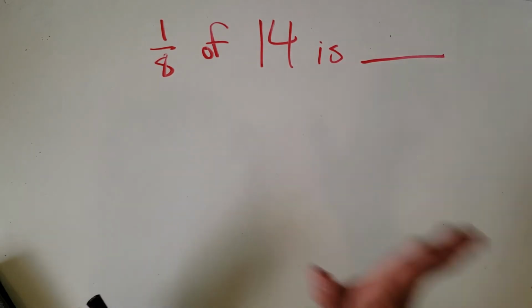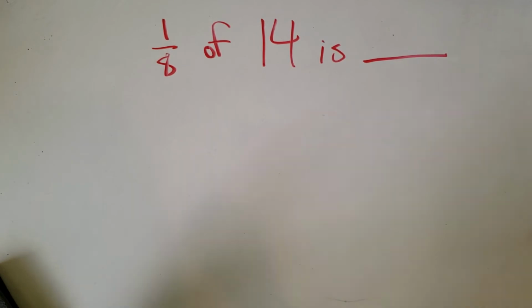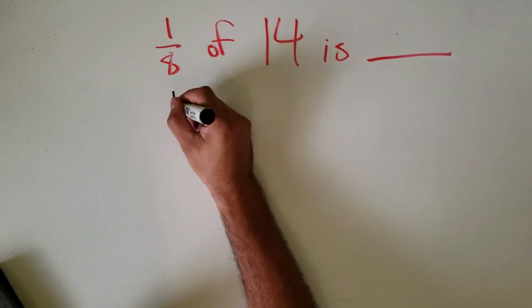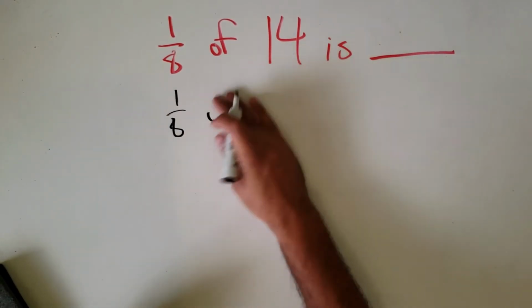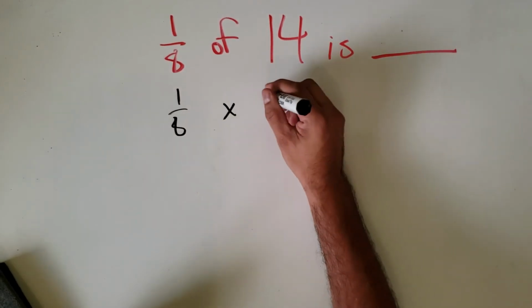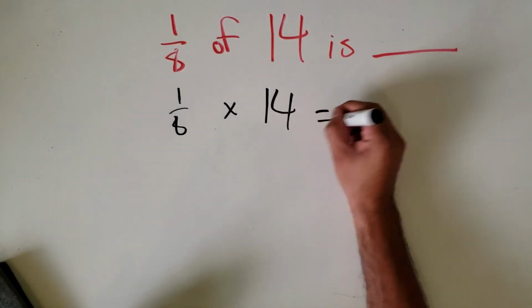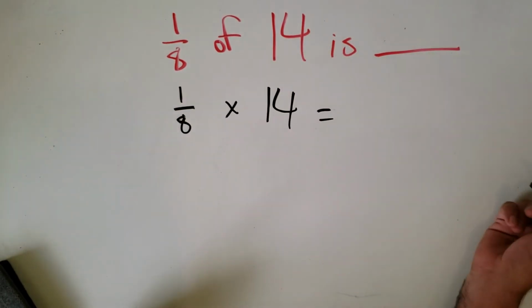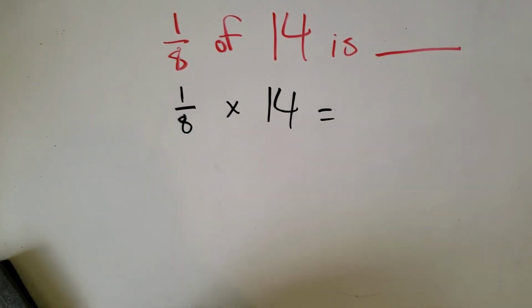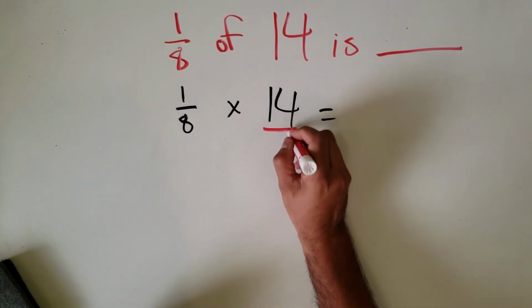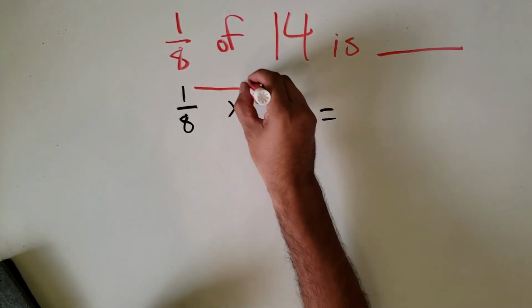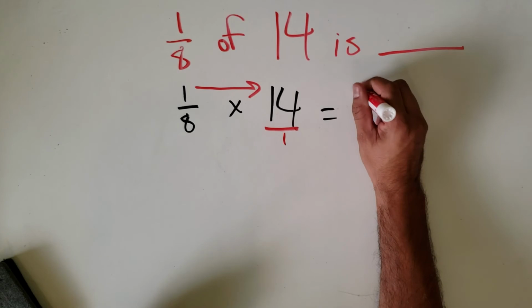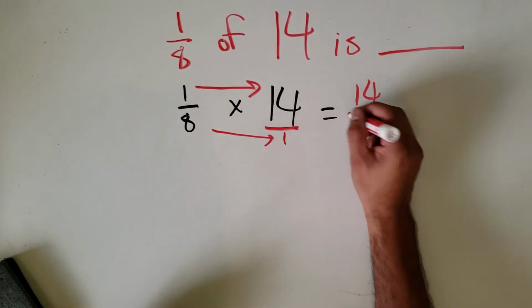All right, so let's do this. So first, let's do it the easy way with a fraction. So 1/8 of means multiplication. 14 means 14. Is means equal. Okay, and then make a better 8. All right, so we're going to make both of them into fractions. So I have to put a 1 under the 14, and I just multiply straight across. 1 times 14 is 14, and 8 times 1 is 8.